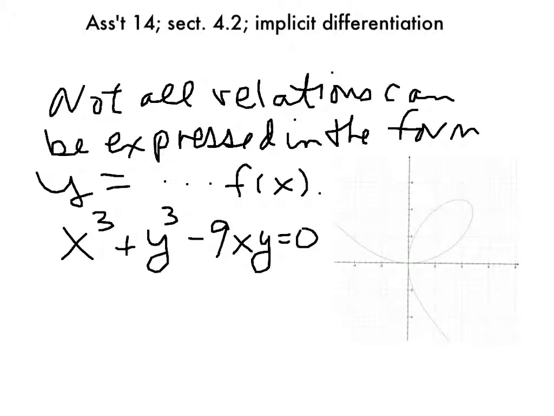So I've included the graph of this relation, and notice that it is a relation and not a function. And also notice that as we trace around it, it's smooth. There are no corners, there are no cusps. There may be some places where the derivative is undefined, but it's essentially a smooth curve, and so therefore it makes sense that dy/dx should exist.